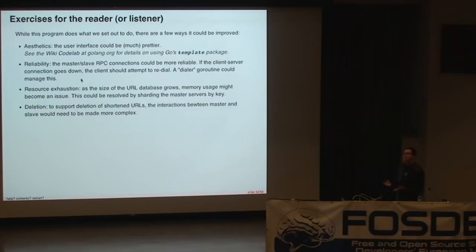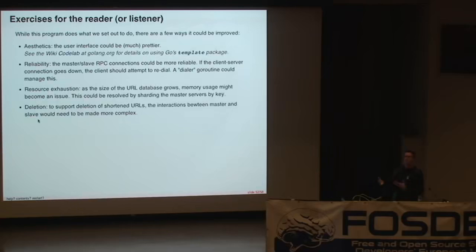The reliability of this system could be a bit better. Currently, if the master-slave RPC connection goes down, it will just die and never be saved. And you could fix this by having some kind of dial-a-go routine to reconnect every time it goes down and manage the connections. As the size of the URL database grows, it might not fit in RAM anymore, so we might have to shard it out and do something a bit more complicated.